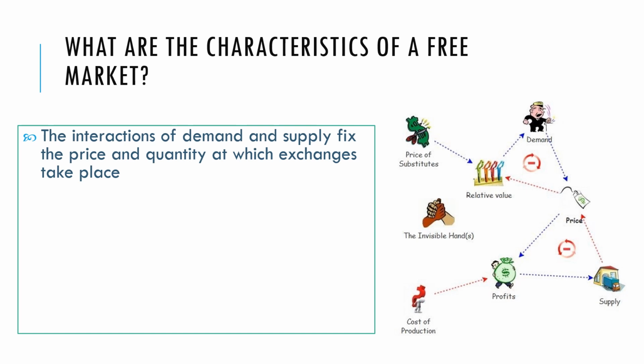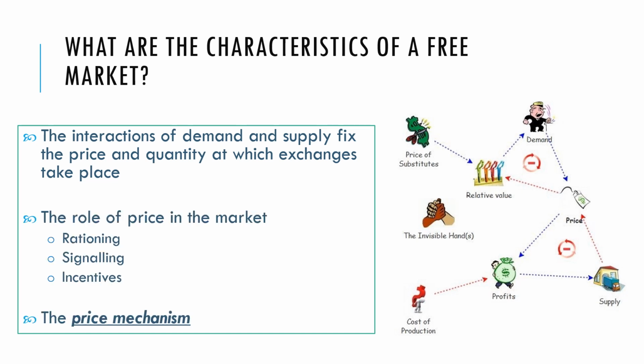A free market is where the interactions of demand and supply determine the price and the quantity at which exchanges take place. So the price mechanism serves to make the allocation, serves as a signal as to what society wants, and also creates an incentive for people to try their best. And so we would say the price mechanism is the way in which resources are allocated in a free market.